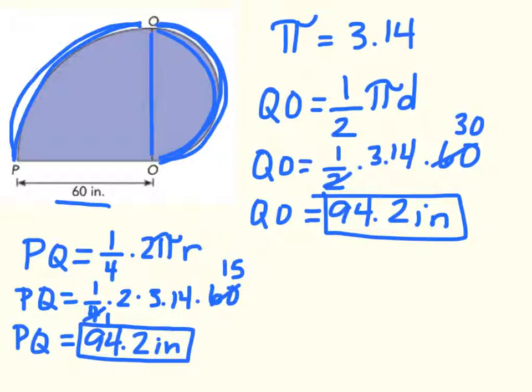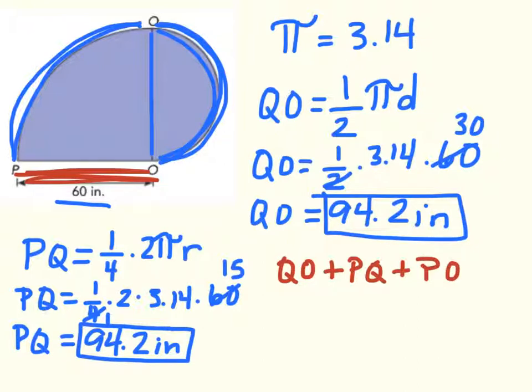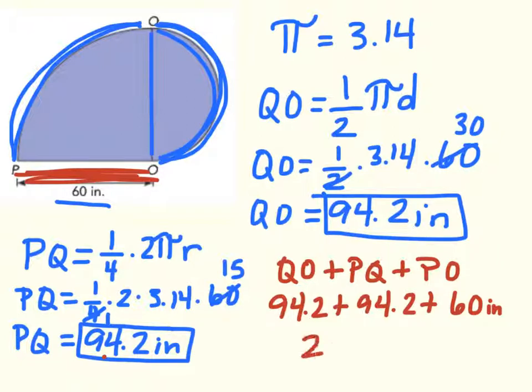Pretty cool, huh? All right, so now to find the overall distance around the tabletop, we need to take length QO and add it to length PQ. And don't forget, we need to add this distance too. Length QO was 94.2. Length PQ was also 94.2. And the length of line PO is 60 inches. These were all inches. Sorry, I forgot to put my labels on there, didn't I? Oops. And once we add this all together, we have 248.2 inches.